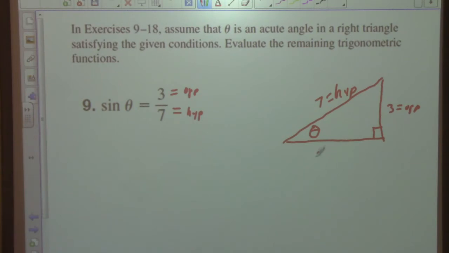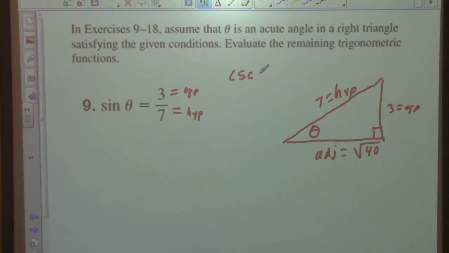Square root of 7 minus the square root of 3. And it's going to be square root of 40, because c squared minus a squared equals b squared. So c squared is 49 minus a squared, which is 9, equals b squared. So b squared is 40, square root of 40.